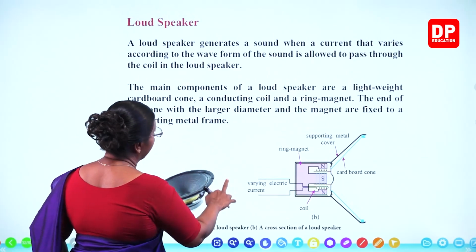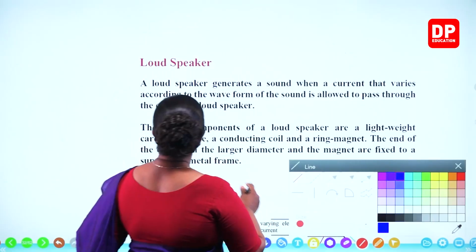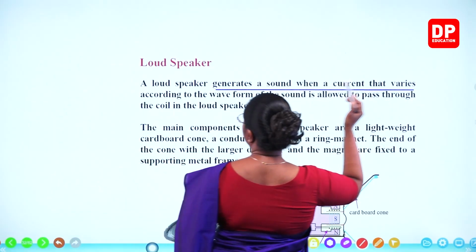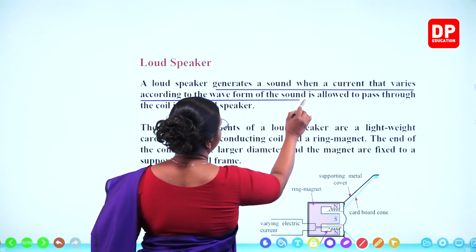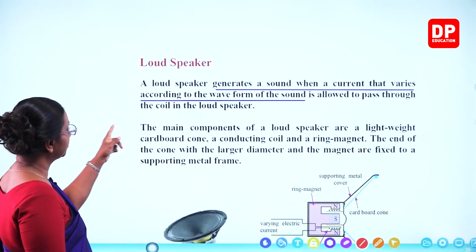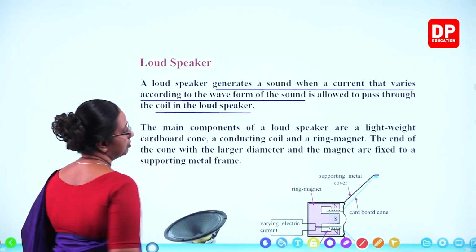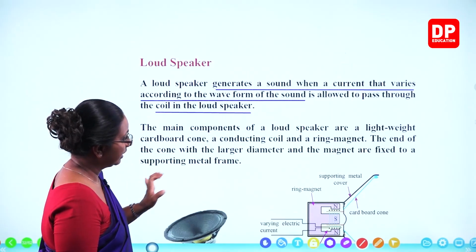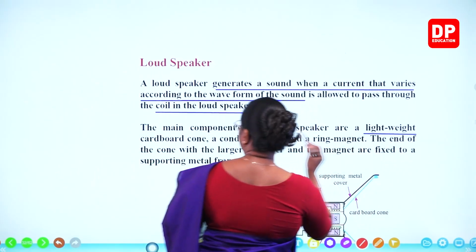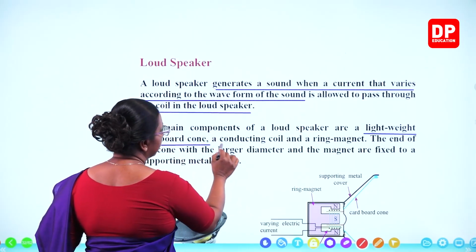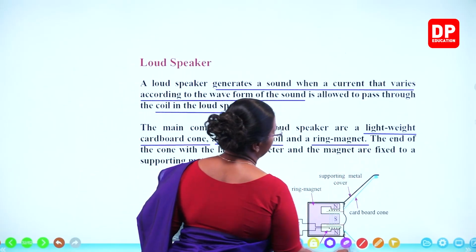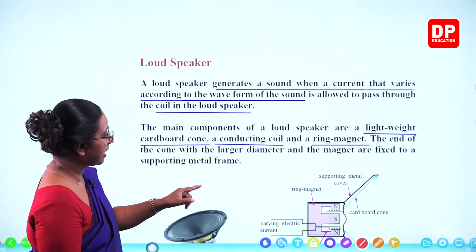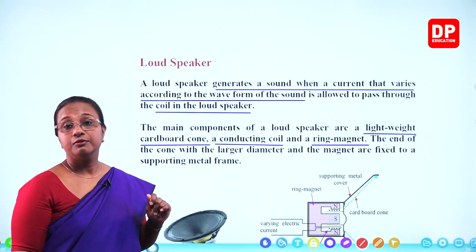Before I do that, if we look at the introduction, a loudspeaker generates a sound when a current that varies according to the waveform of the sound is allowed to pass through the coil in the loudspeaker. So there should be a coil. The main components of a loudspeaker are a lightweight cardboard cone, a conducting coil, and a ring magnet. The end of the cone with the larger diameter and the magnet are fixed to a supporting metal frame.